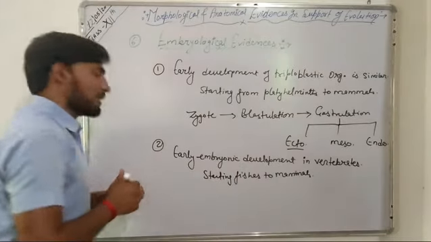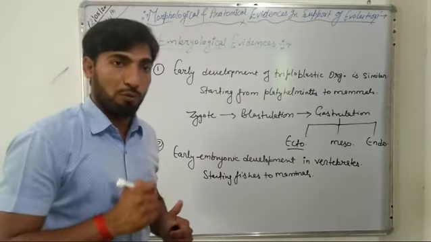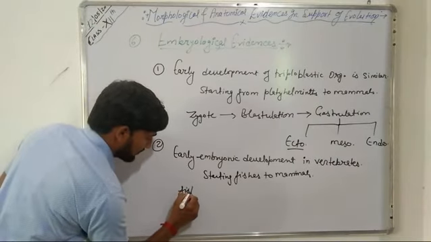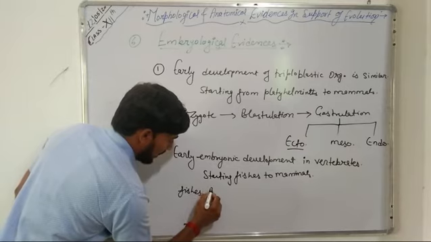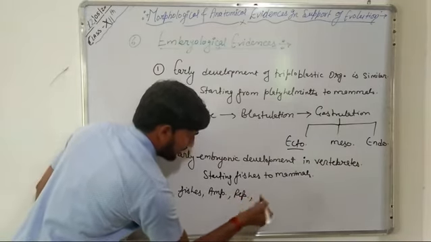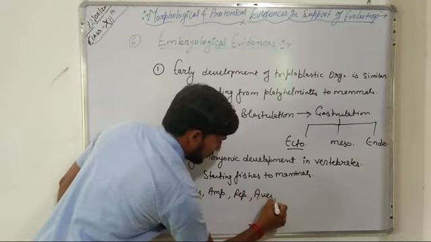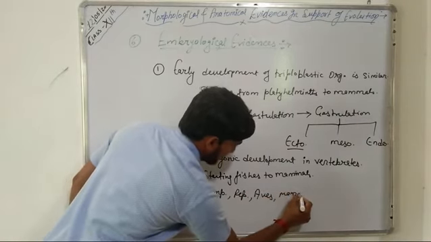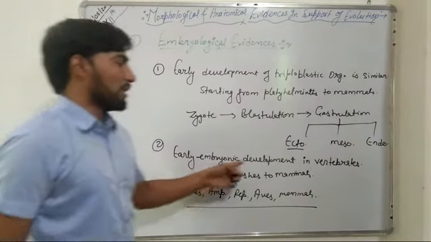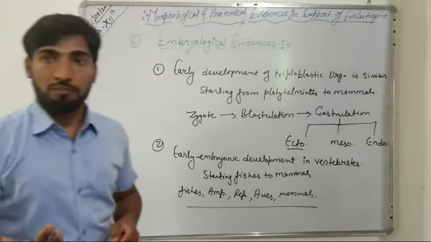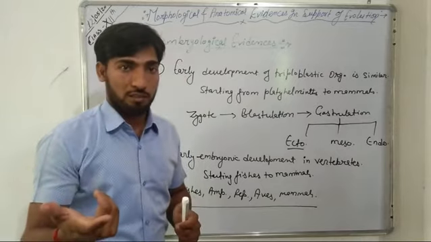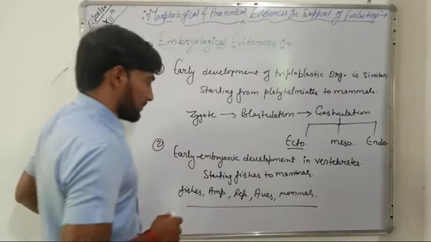If we see the development of the embryo in vertebrates, starting from the fishes, then amphibians, then reptiles, then in aves or birds, and in mammals, in all these organisms the early embryonic development is similar. That means all these organisms have some common ancestor.